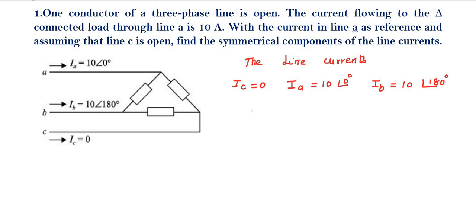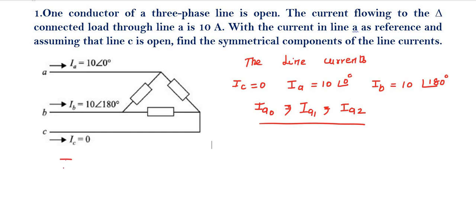Here I am going to find out the symmetrical components IA0, IA1, IA2. So what is IA0? IA0 is the zero sequence component, IA1 is the positive sequence component, and IA2 is the negative sequence component.